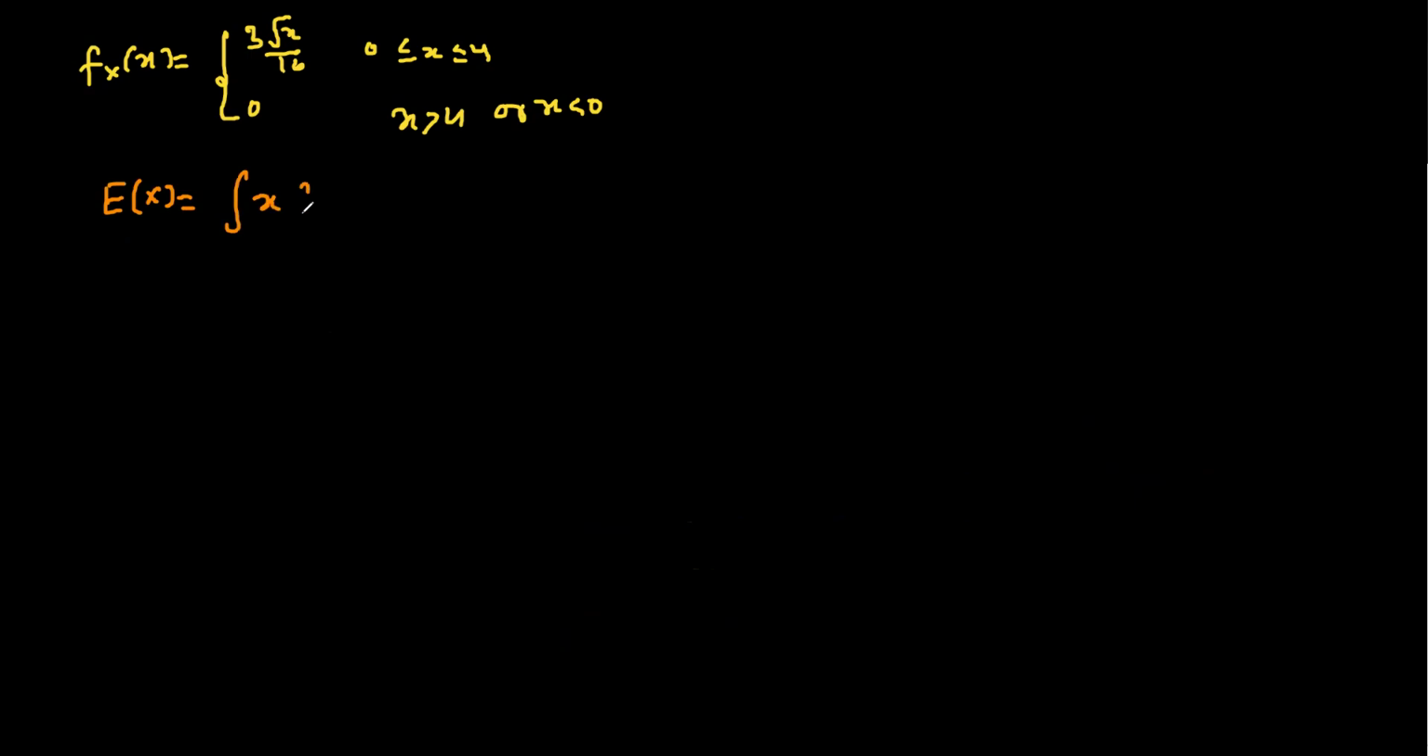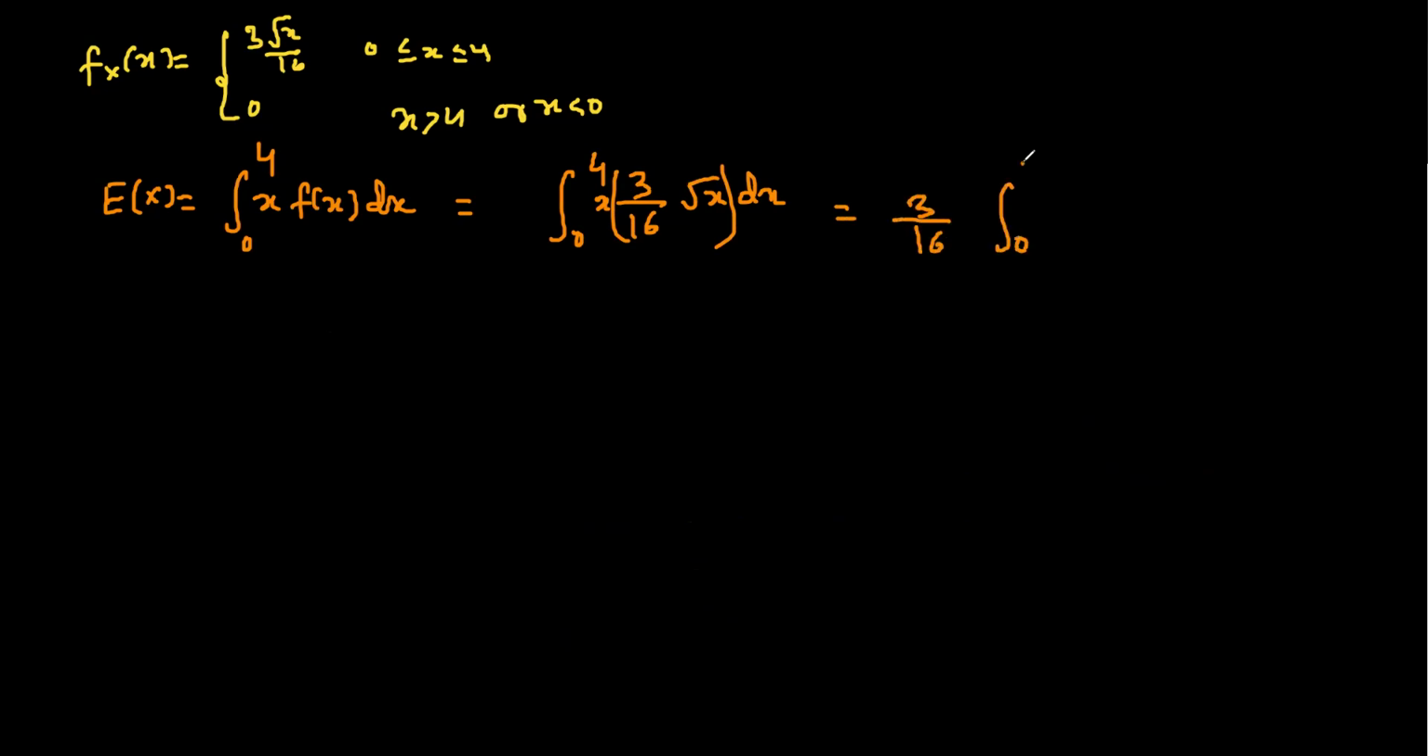Ex is what? x into fx. Yes, one extra x is multiplied with the original fx. Into x. So 3 over 16, x into x raised to half. So you can write x raised to 3 by 2, right?